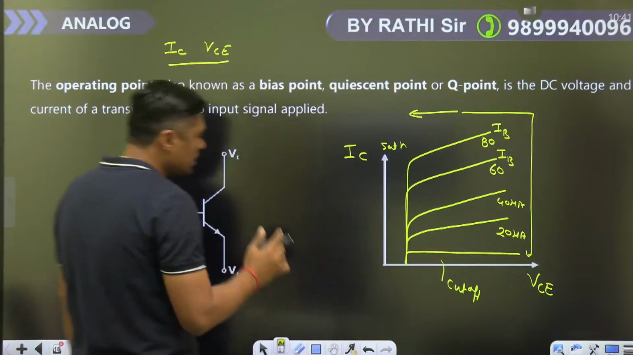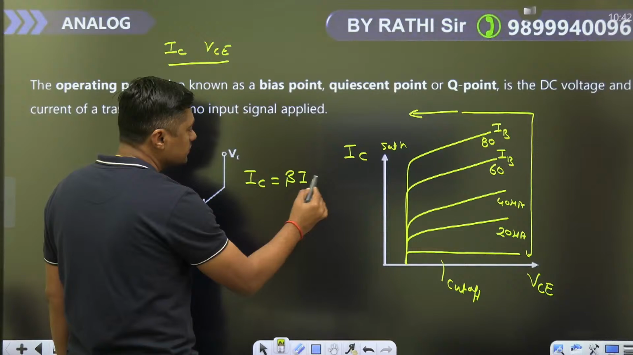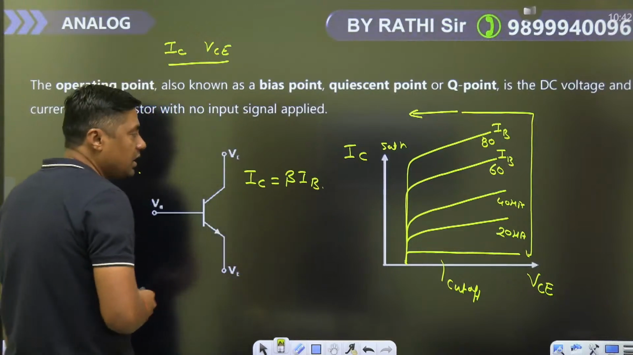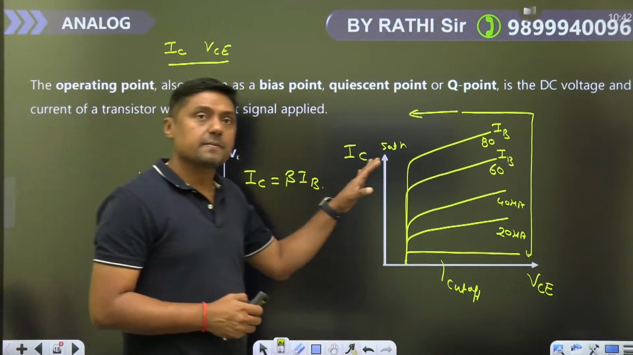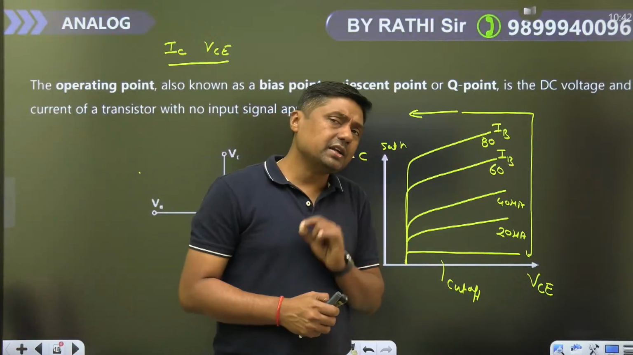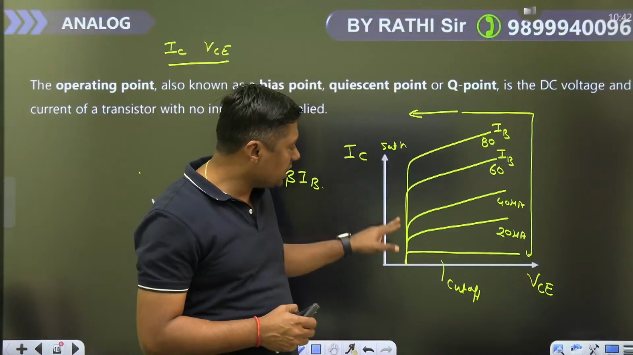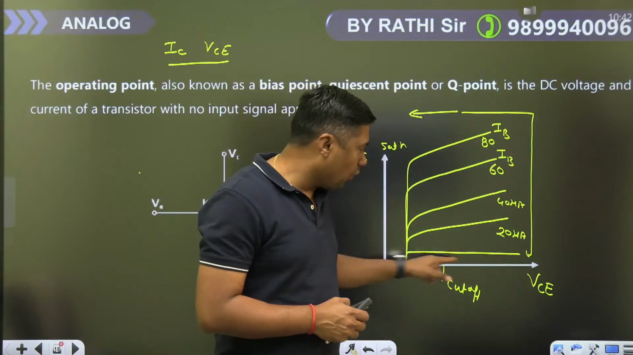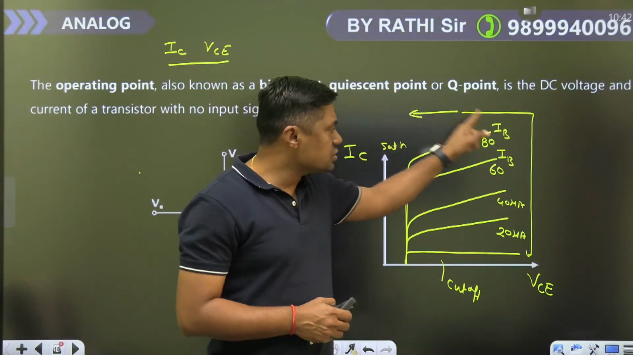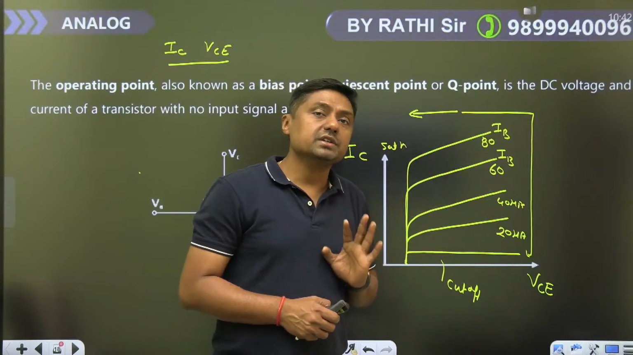In the active region, as you know, the formula is given by IC equals beta IB, right? Beta is called the current gain. Now, that is the characteristics. What information do you get from this characteristic? This region is the saturation region. This region is called what? Cut off region. And that region is called what? Active region.